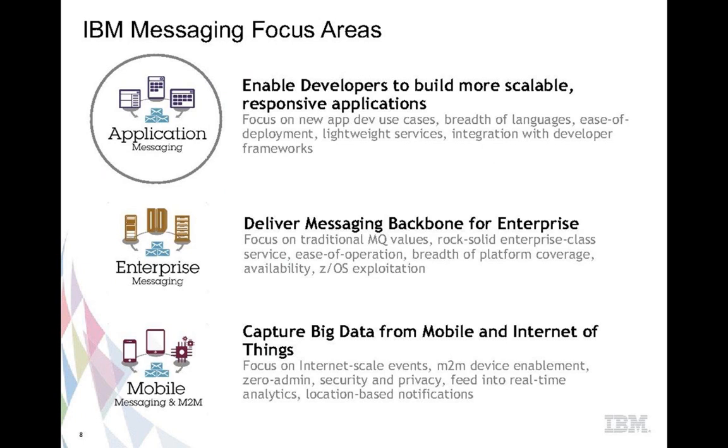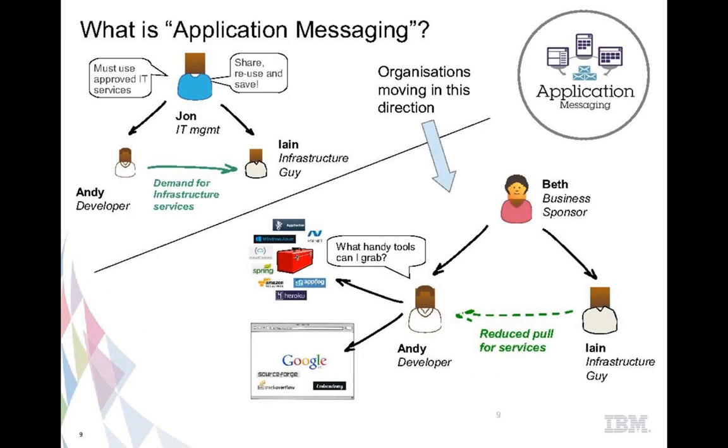Right, so what is application messaging? Some of it we've been discussing in the previous slide, but this slide has a little more detail and is quite interesting. Let's start from the top corner of the divider line. We have John, who is the IT man from IT management. He lays down a set of guidelines like must use approved IT services, and work on share, reuse, and save. These are guidelines defined by the IT management, and Andy, as a developer, works on developing the services and client applications.